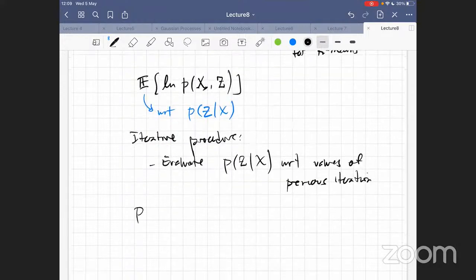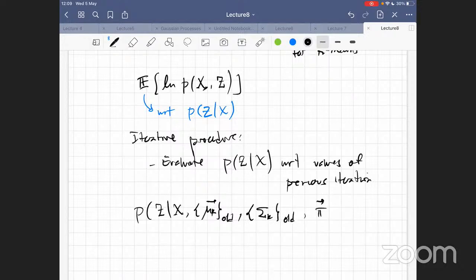For example, I can even start with random values of my parameters, and then I can just evaluate. Let me call these the old values of the centroids of the clusters, the old values of the covariance matrices of the clusters, and the old values of the coefficients of my mixture of Gaussians.